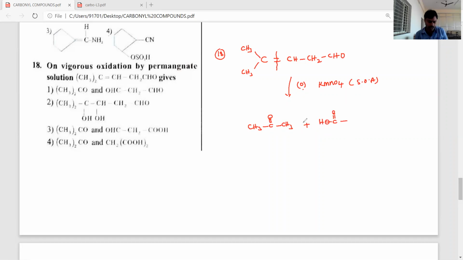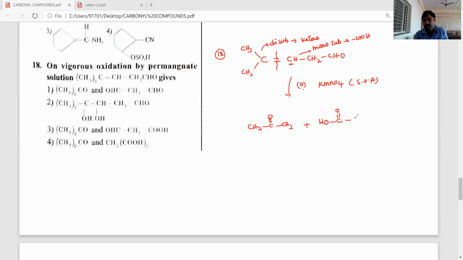This is also converted into acid. This side, because it is monosubstituted, and this one is disubstituted, it is converted into ketone. The monosubstituent is oxidized into carboxylic acid.